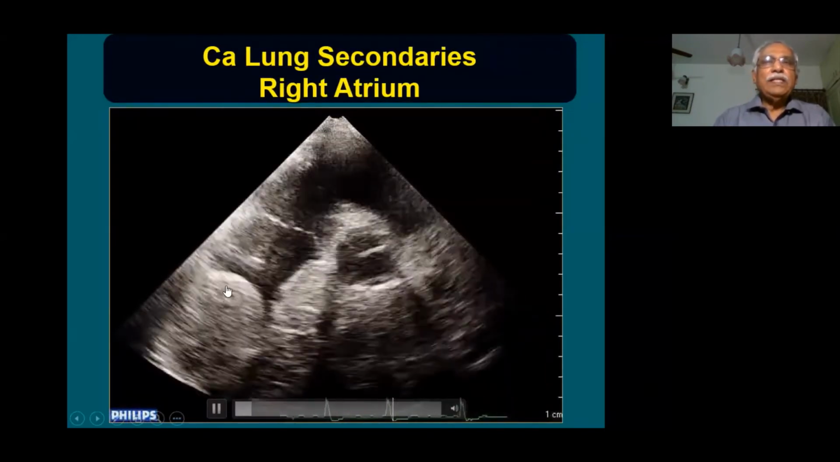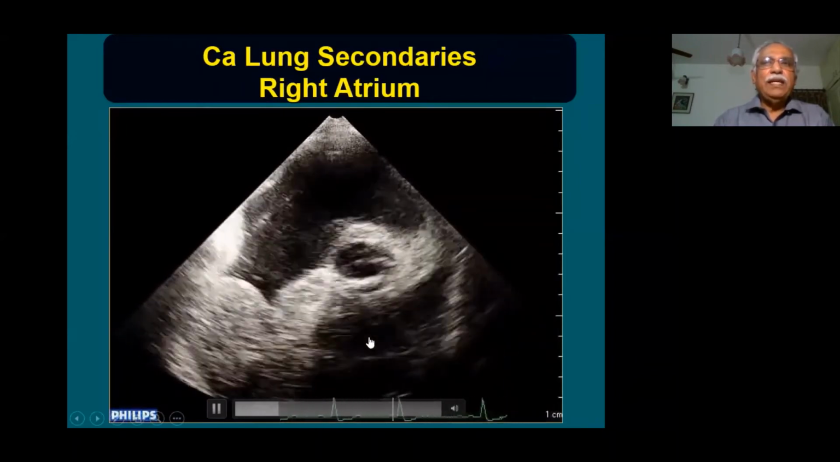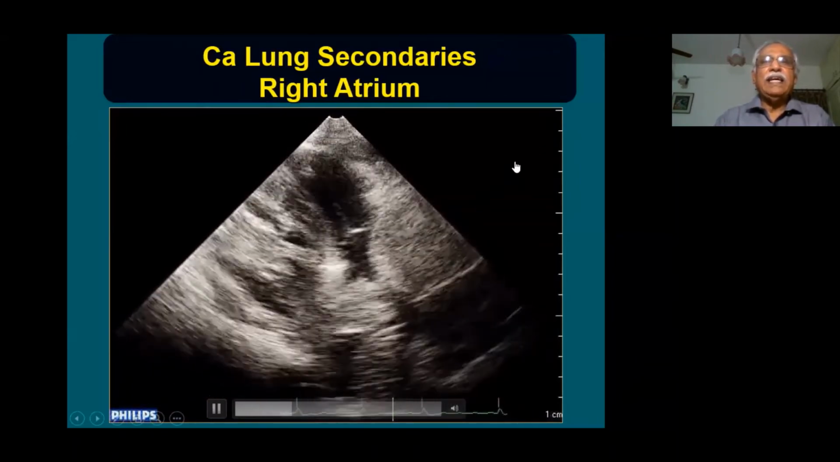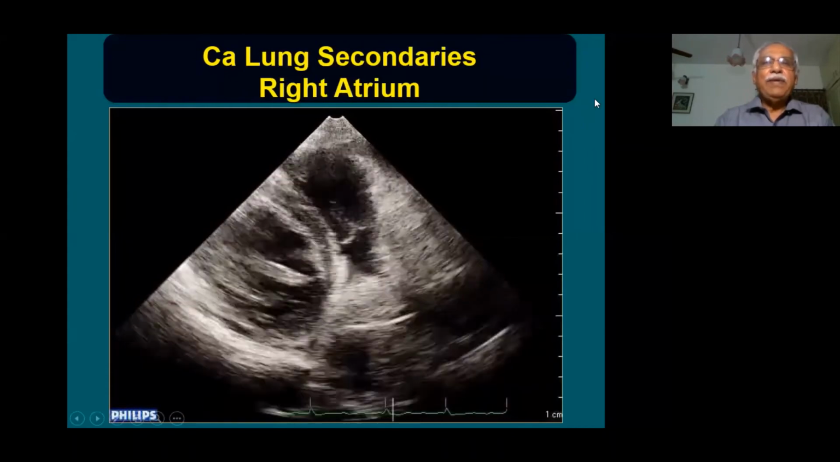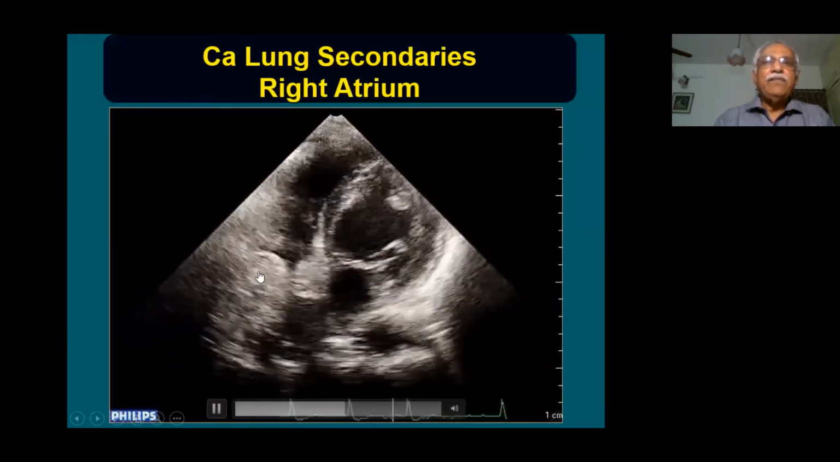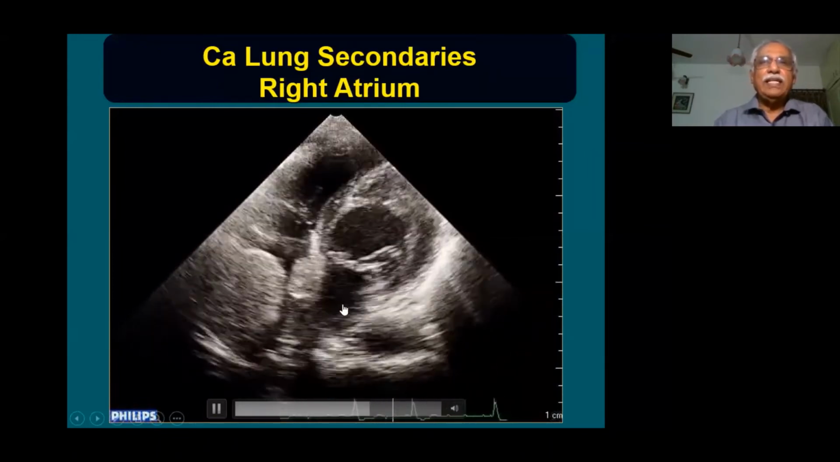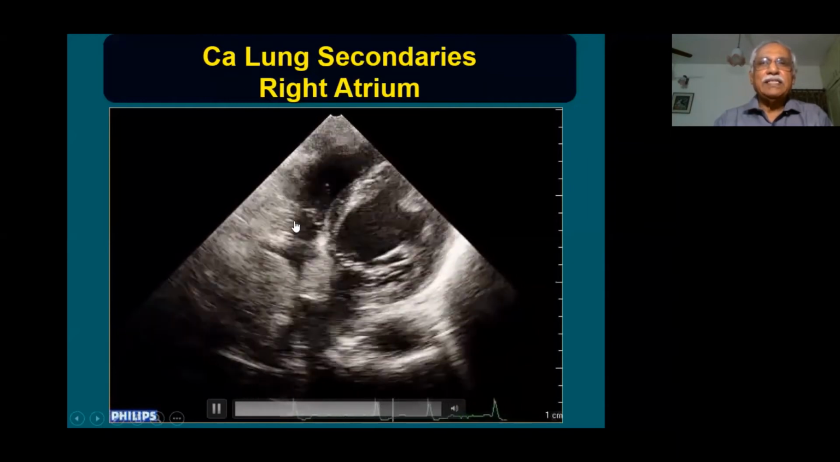This is another patient with the right atrial mass. This is a transthoracic echo. You can see multiple echocardiographic masses inside the right atrium. This is a patient with cancer lung with secondaries inside the right atrium. Whenever you see multiple masses, you have to think only in terms of cardiac metastasis.